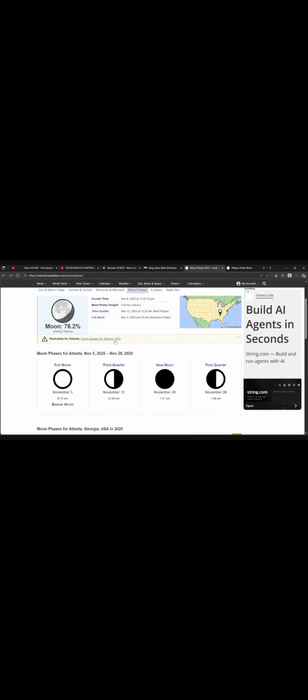Then it goes to the third quarter, November 12th, which we're not there yet. So it's in the waning phase. Okay, so between the full moon and third quarter is the waning phase. Third quarter is going to be on November 12th.